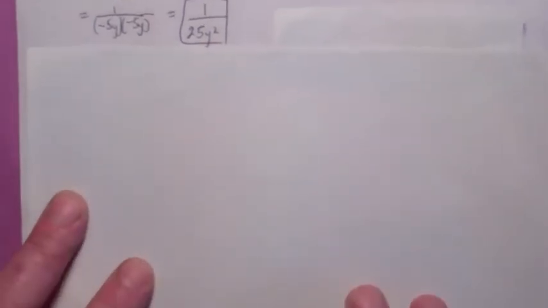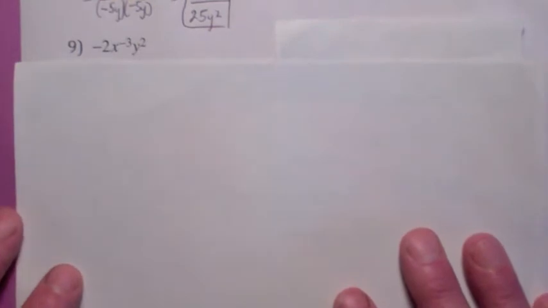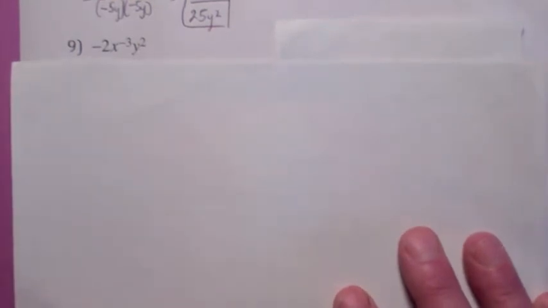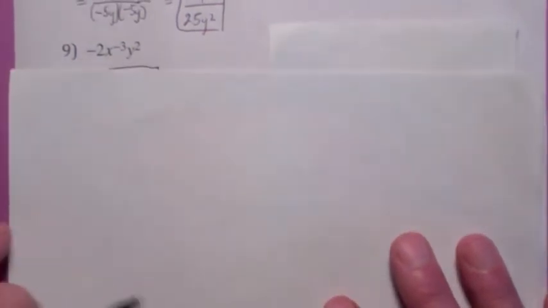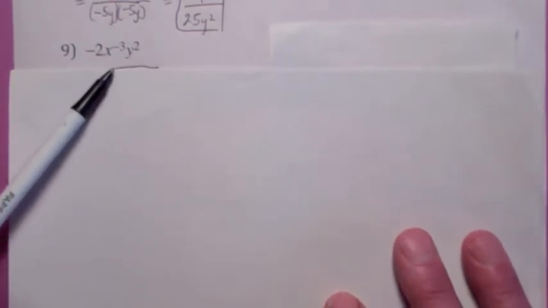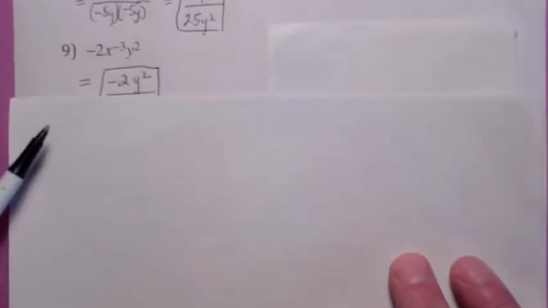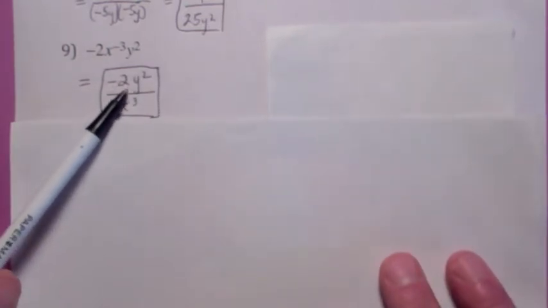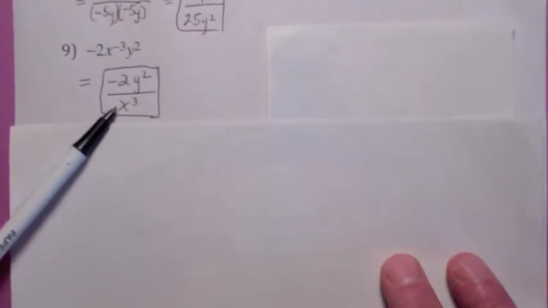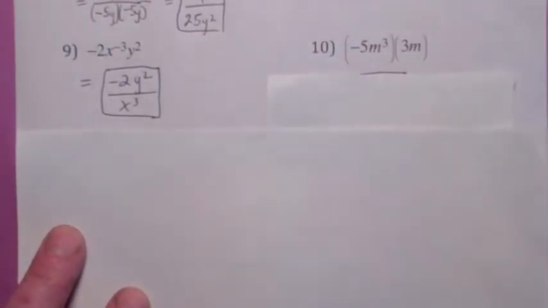Let's keep on going. I'll give you another chance in just a minute. Now remember, this is not simplified if you have any negative exponents. So when you get rid of the negative exponents, move them down to the denominator, you have to understand what is the base of this exponent negative 3. The answer is the base is just x. Negative 2 stays on top, y squared stays on top, x to the negative 3 moves down and becomes x to the positive 3.